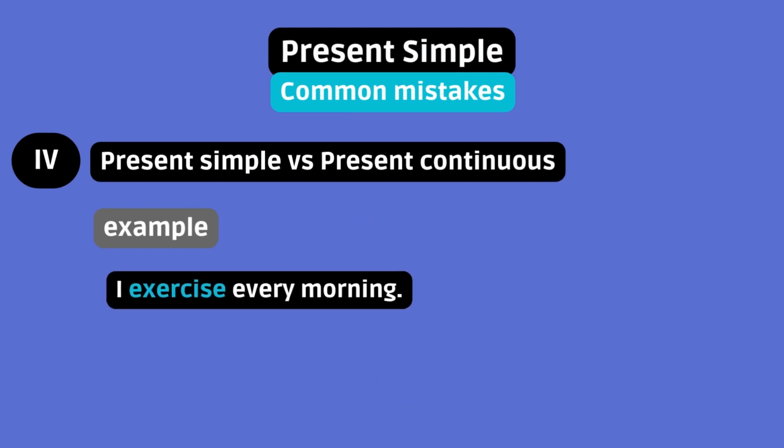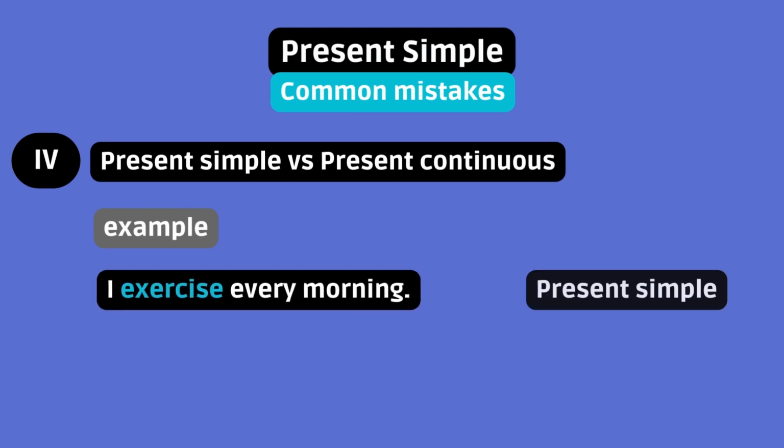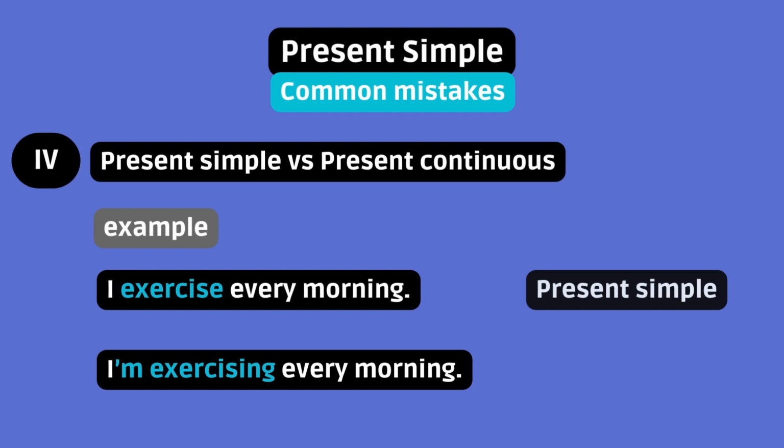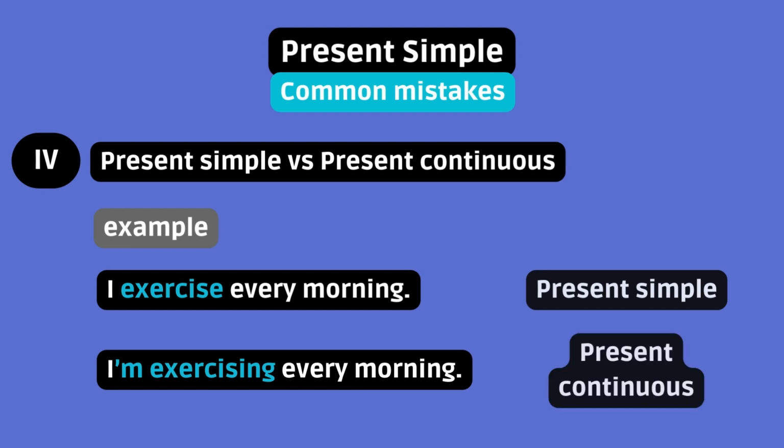Example: I exercise every morning. Present simple to express a habit. It's just something I do regularly. I'm exercising every morning. Present continuous to express a temporary habit. I probably gained some weight and I'm trying to get back into shape.